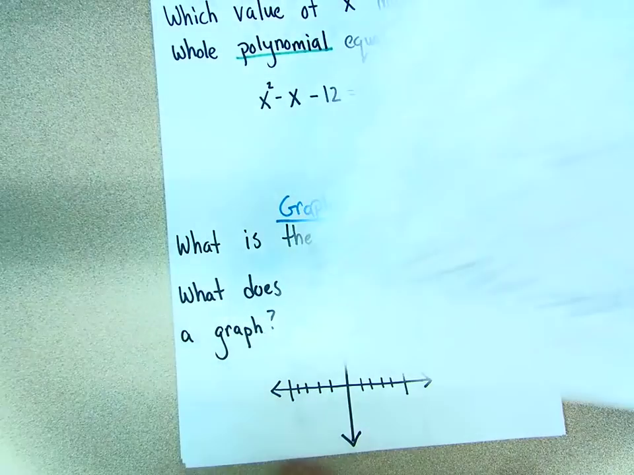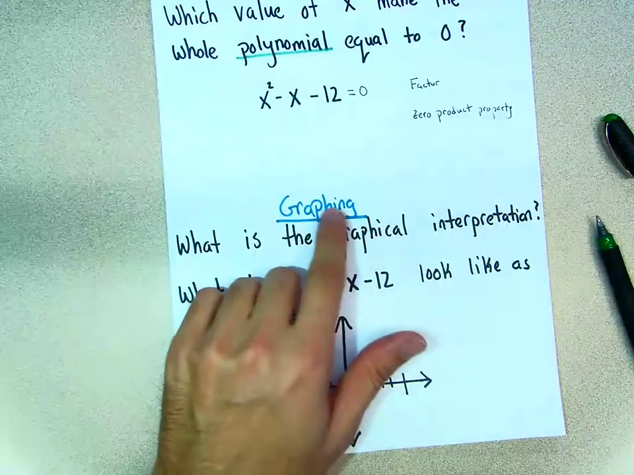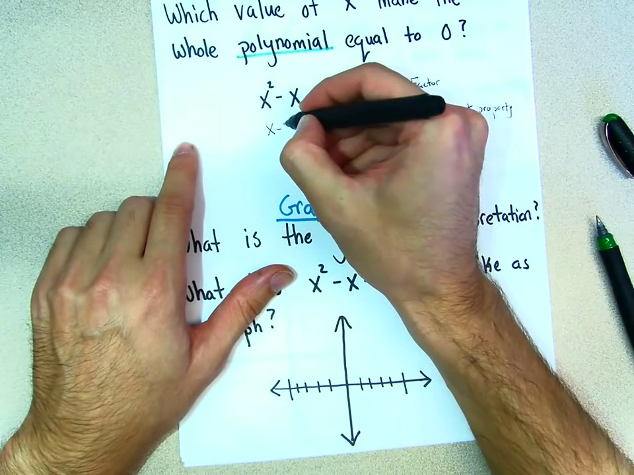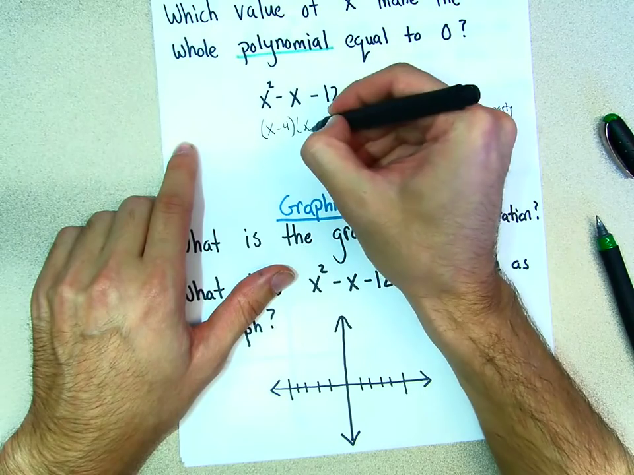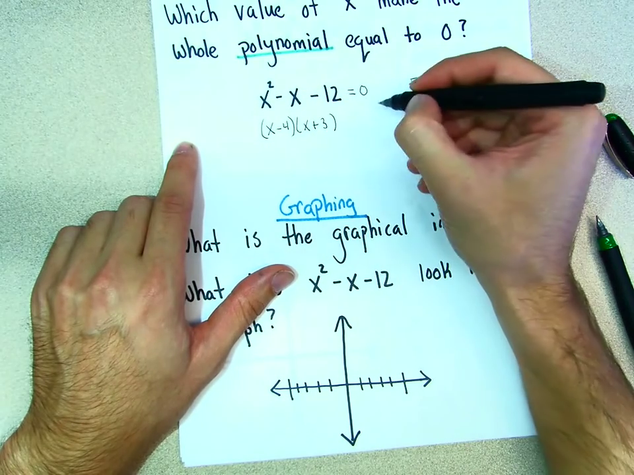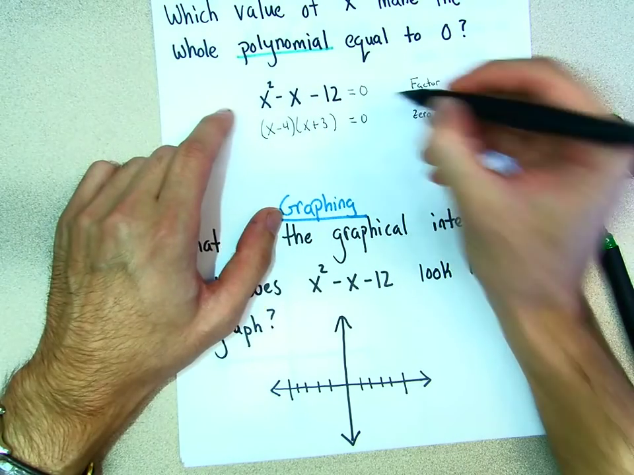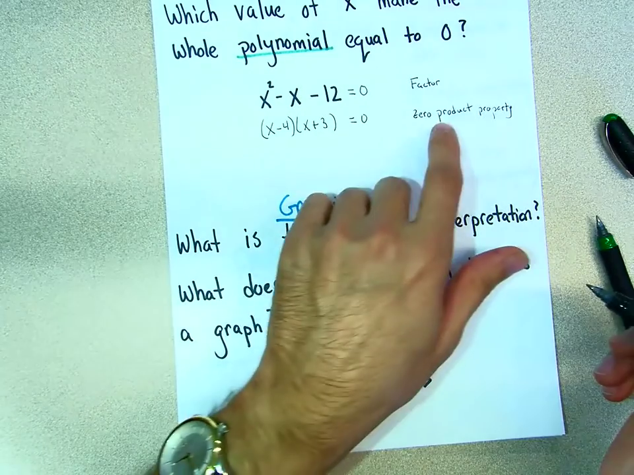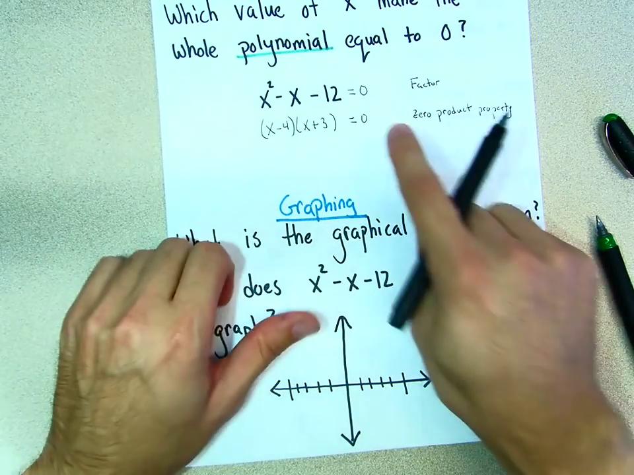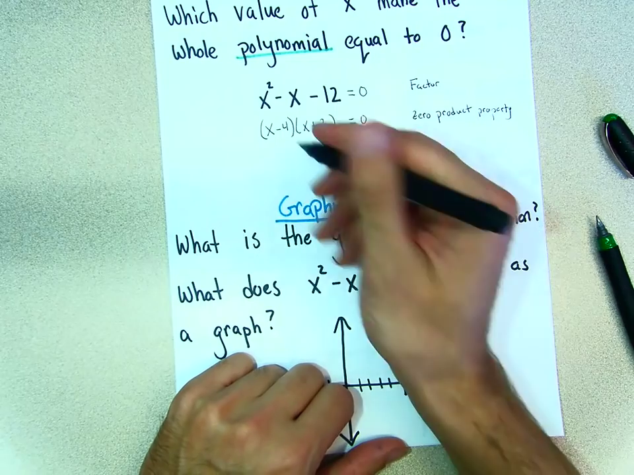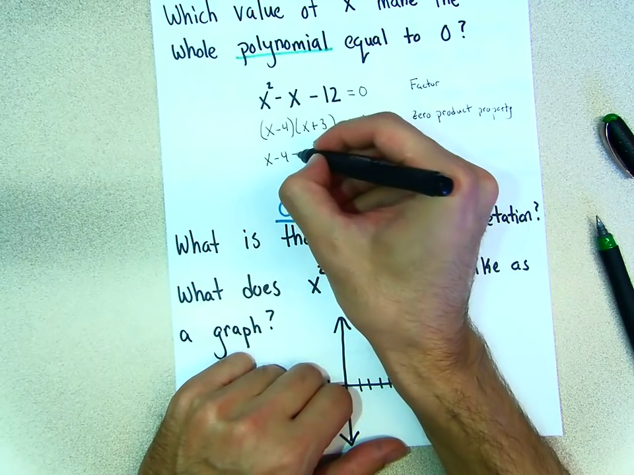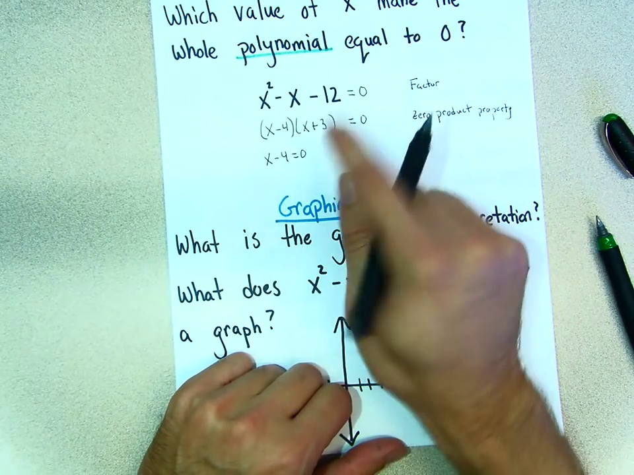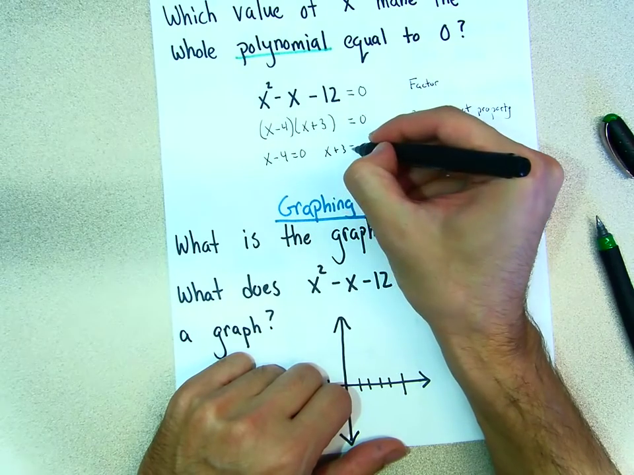Well, we just did it over here, right? It's x minus 4 times x plus 3. So it's x minus 4 and x plus 3, and we say that it's equal to 0. Now, the zero product property allows us to do this: if we have 0 on one side, we're allowed to say x minus 4 is equal to 0, and x plus 3 is equal to 0.